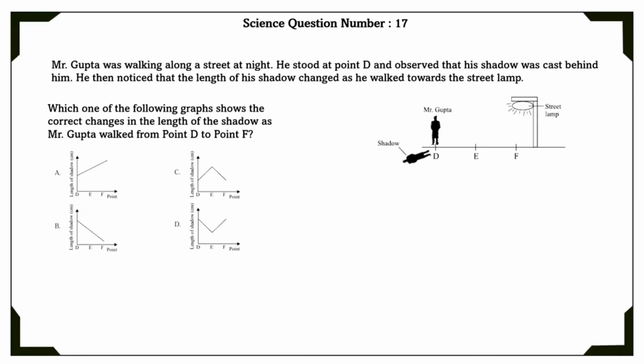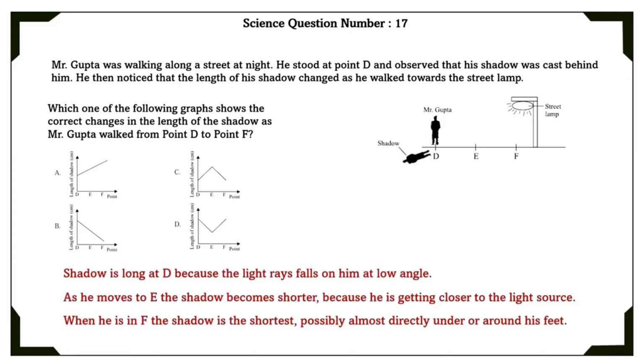Science question number 17. Mr. Gupta walked along a street at night. He stood at point D and observed that his shadow was cast behind him. He then noticed that the length of his shadow changed as he walked towards the street lamp. Which of the following graphs shows the correct changes in the length of shadow as Mr. Gupta walked from point D to point F?